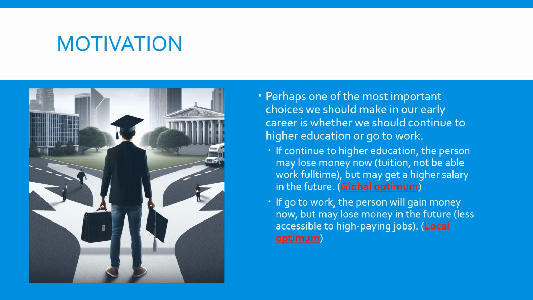For the first strategy of going to higher education, one considers the wellness of the long run. In other words, it tries to achieve global optimum. For the second strategy of working immediately, one considers the wellness of the present. In other words, it tries to achieve local optimum.